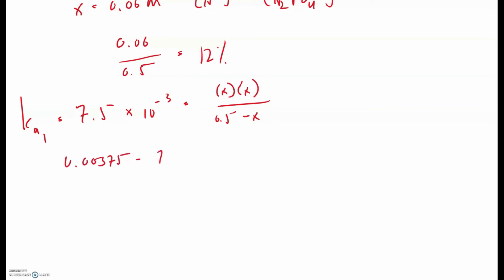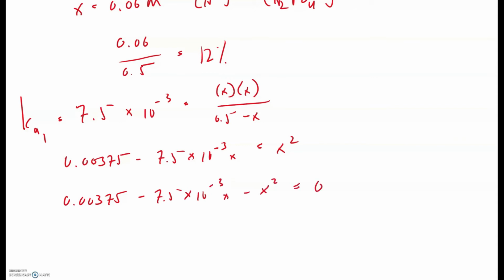0.00375 minus 7.5 times 10 to the minus third X equals X squared. And if we get this into the formula for the quadratic by subtracting X squared from both sides, we can solve for X using our quadratic equation on our calculator. You all did that, right? So through the magic of technology, I will solve using my quadratic equation.